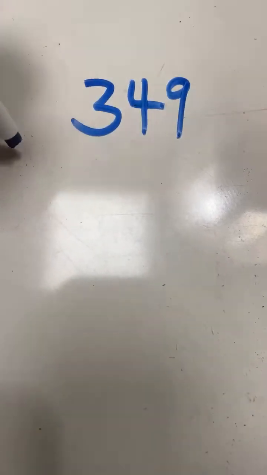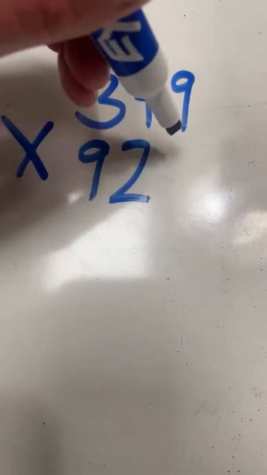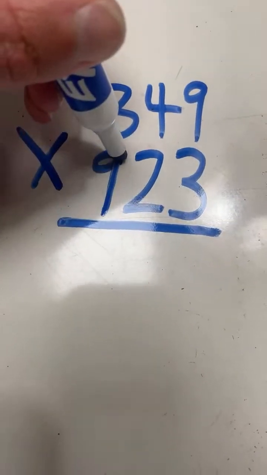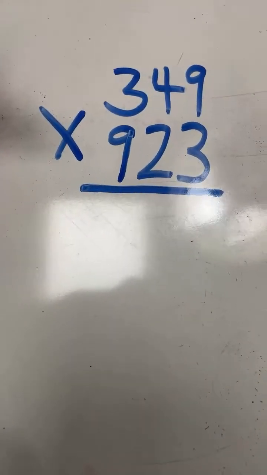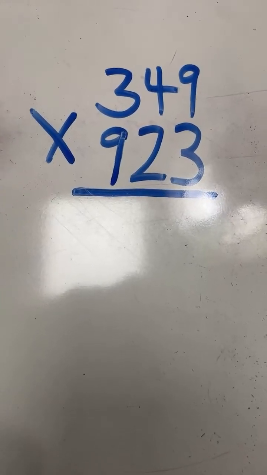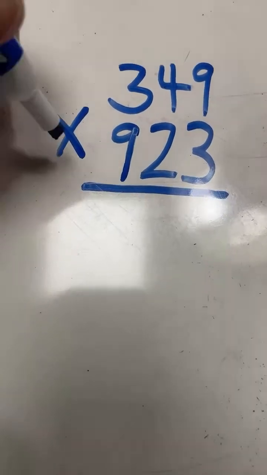Even though I got the right answer, I got to redeem myself because that was too close of a call. That's what happens when you rush, though. Even if it's something you feel like you're an expert in, you know how to do, when you rush, it's easy to make mistakes. So we have 349 times 923. This will be my last multiplication problem because my phone is about to die.